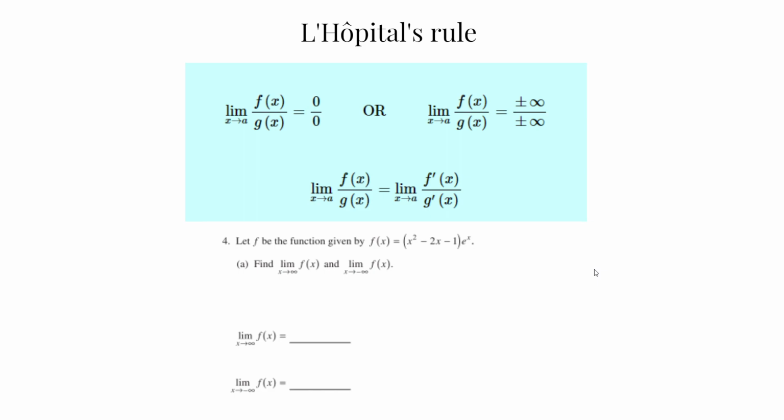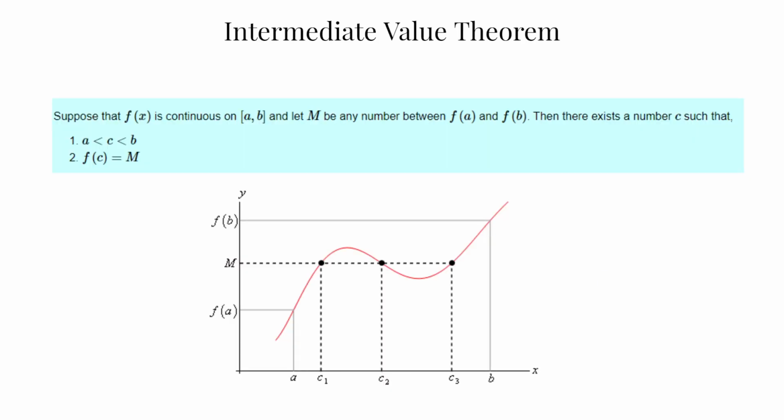Okay. Intermediate value theorem. If F is continuous on a closed interval and M is any number between F of A and F of B, there is a number C such that F of C equals M. So if you visualize it like this, there has to be a value between F of A and F of B pretty much.